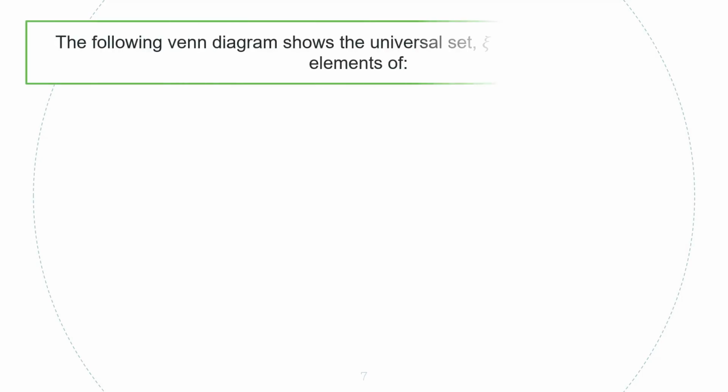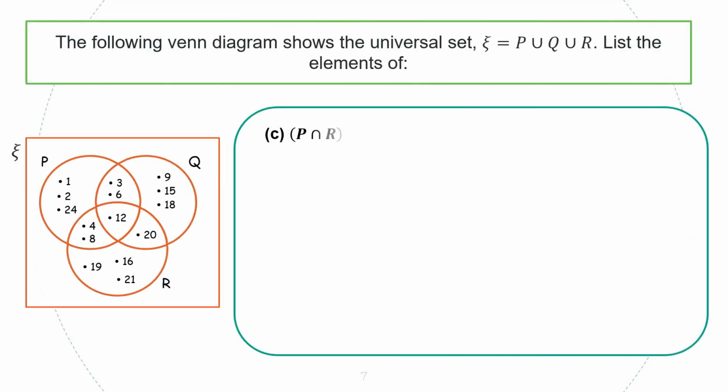Okay, next I give you another example. Okay, this is the problem. Okay, same question but with different problem. Okay, C, which is bracket P intersect R union with set Q. Okay, first we must find the bracket first. Okay, the elements for the bracket first.